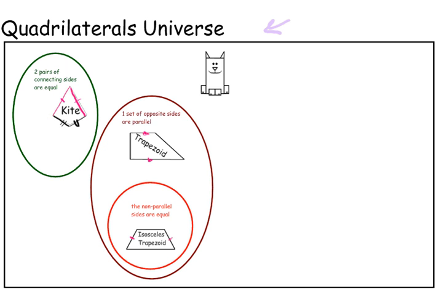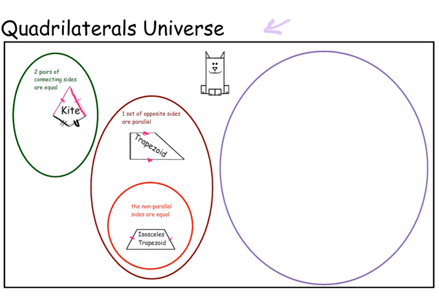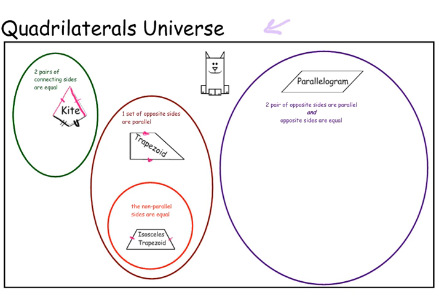Now, our next set is obviously bigger, it takes about half the universe right now. We have what we call a parallelogram. Parallelograms have two pairs of opposite sides that are parallel, and those opposite sides are equal. So I have parallel, parallel, equal. Then I also have parallel, parallel, and equal.